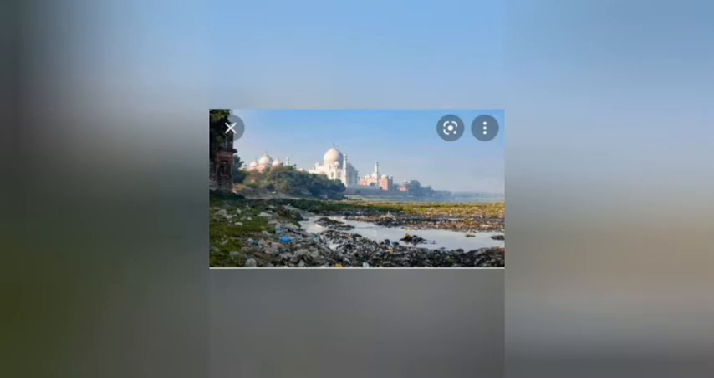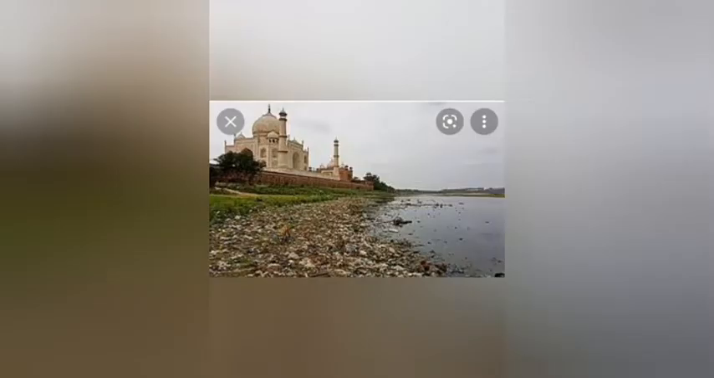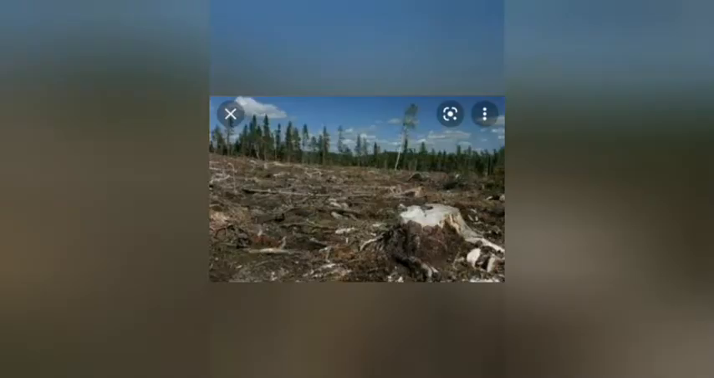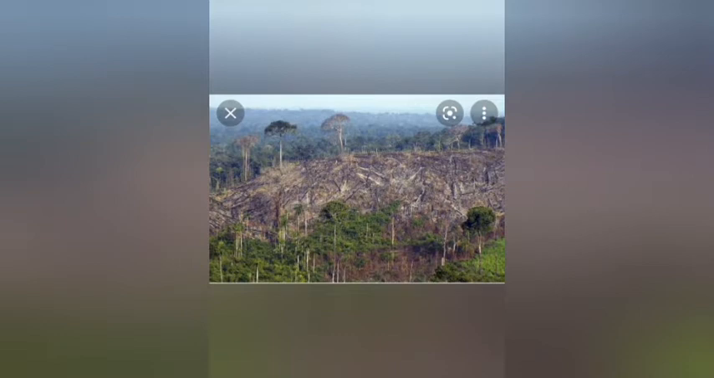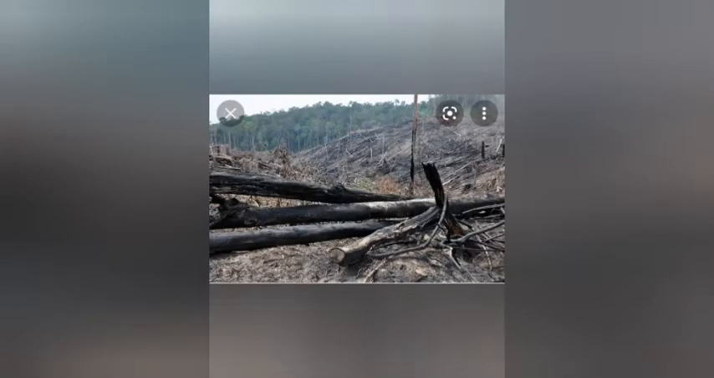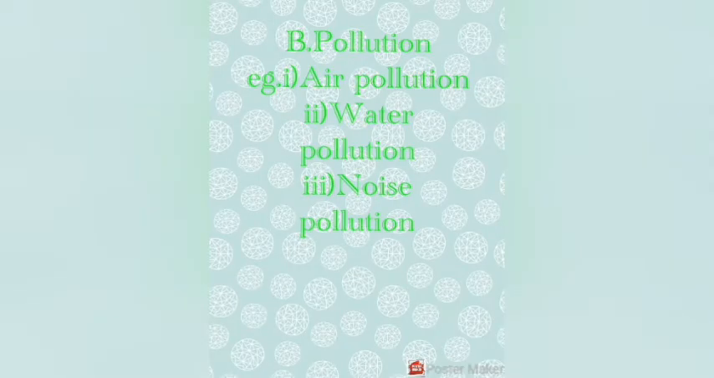The second is the river, where a river has been dammed. And the third is deforestation, where a large plot of land or forest has been cleared for agriculture or for various purposes. Coming to the next point, B.